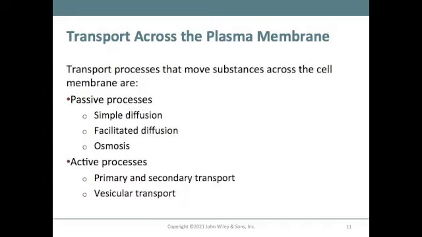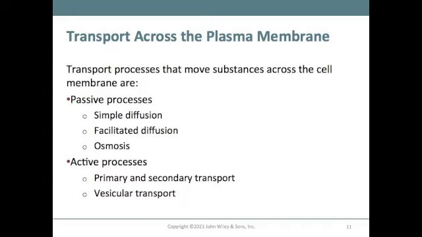Solutes that are too polar or highly charged to move through the lipid bilayer by simple diffusion can cross the plasma membrane by a passive process called facilitated diffusion. In this process, an integral membrane protein assists a specific substance across the membrane. The integral membrane proteins can either form a channel or function as a carrier.